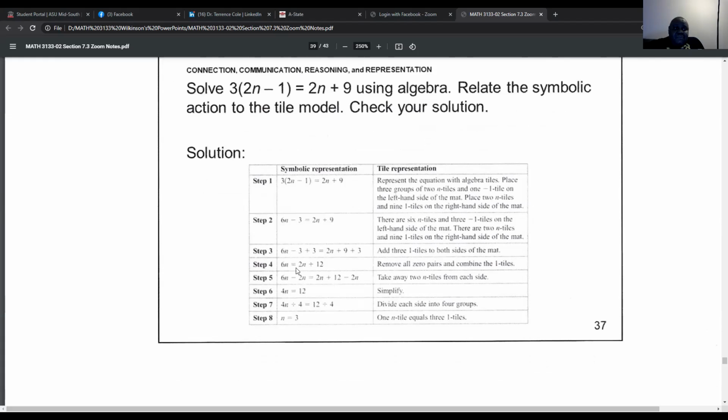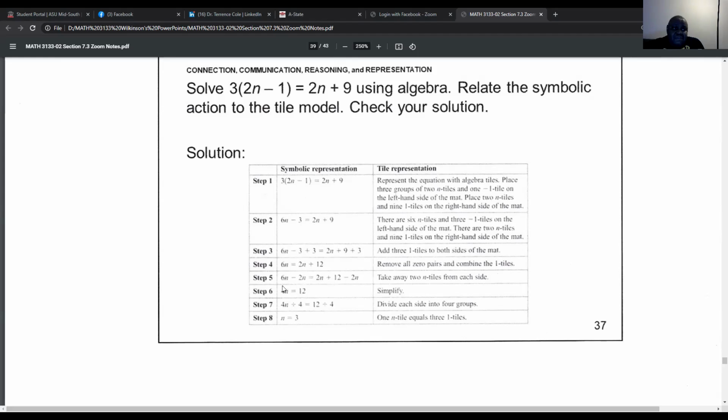And then on the left side, you'll be left with 6n minus 3 plus 3, and that is equal to 9 plus 3. That's step number 4. You're going to remove all 0 pairs and combine the 1 tiles. Because minus 3 and a plus 3, they form a 0 pair. 9 plus 3 gives you 12. Combine the 1 tiles. And then step number 5 is this step. Take away 2 n tiles from each side of that mat.